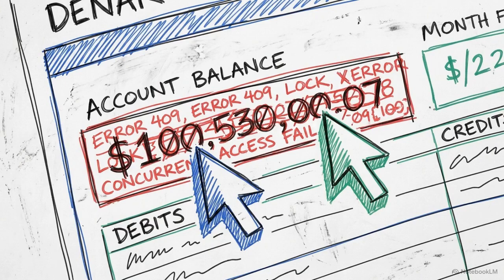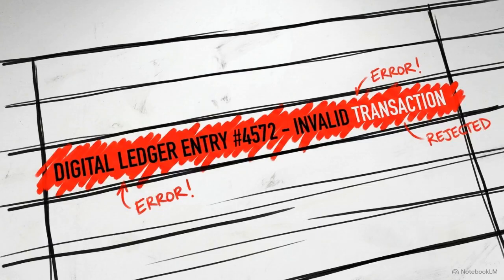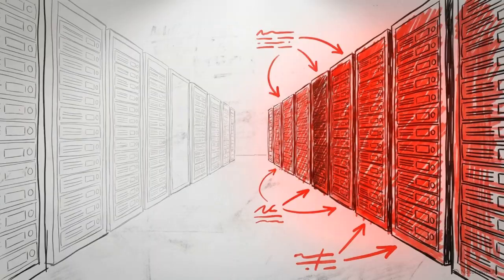Left alone, interleaved transactions inevitably collide. Data gets overwritten, temporary errors become permanent, and the integrity of the financial system collapses. Let's test what we've covered.